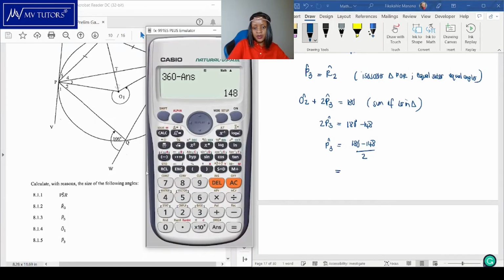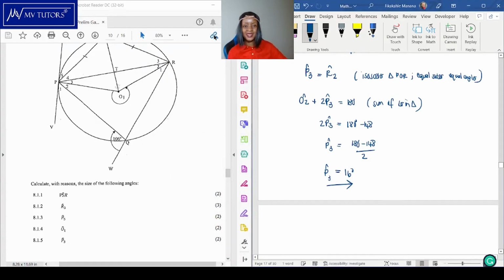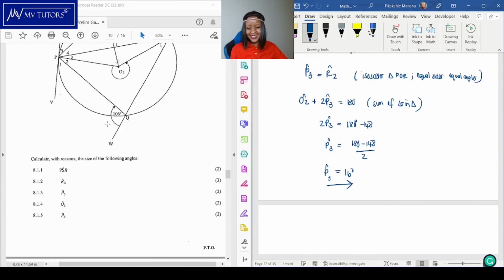I'm just going to solve it. So I have 180 minus the answer, which was 148, divided by 2, and we have P3 is equal to 16. Sorry guys if you're hearing the noise outside. Kids are playing. This is the only time to record, so bear with me.